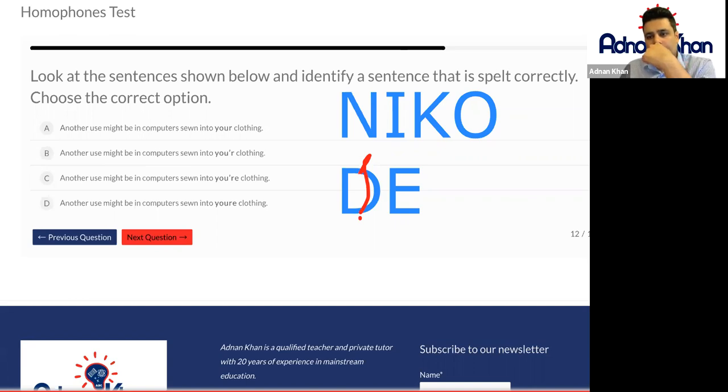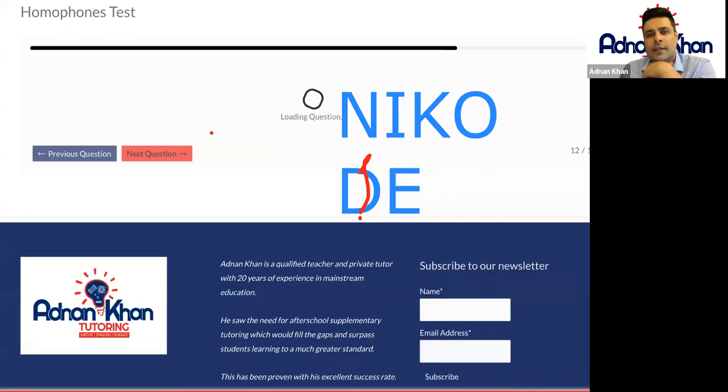Let's have a look at this, see if it makes sense or not. Another use might be in computers sewn into your clothing. Another use might be in computers sewn into your particular clothing. So part A. Yeah, because again, we're looking at the word "your", which is very, very common in this case. So that's correct. Well done.